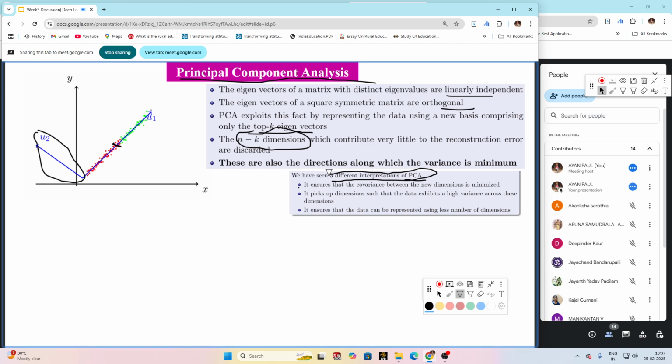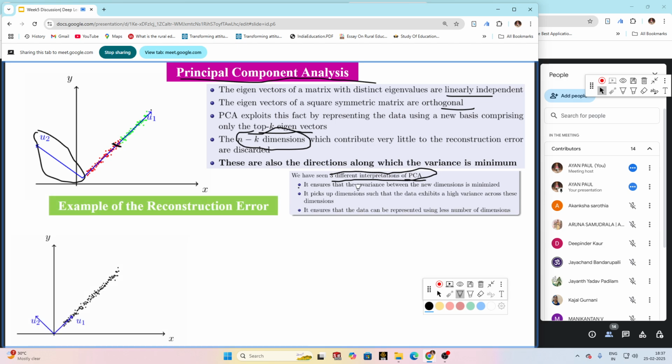Okay, now an example of reconstruction error. You will be asking, we are eliminating u2, so can there be any problem in the reconstruction? Whenever we reconstruct our data back to the original data, will there be some error? Yes, definitely there will be some error, but that error will be very minimal. We can see this with an example.